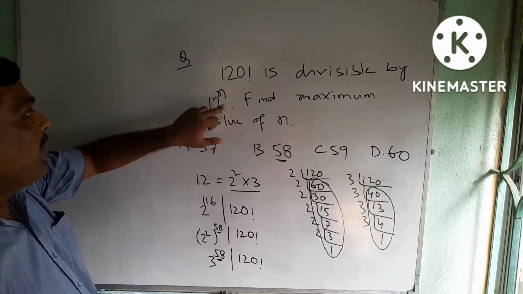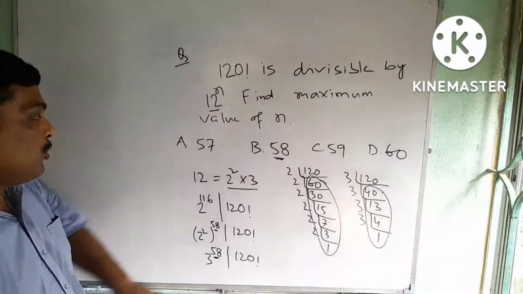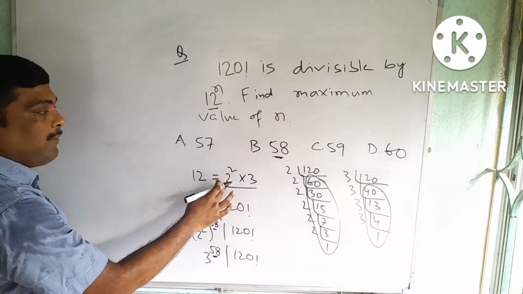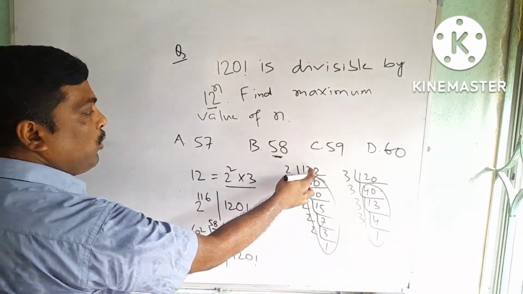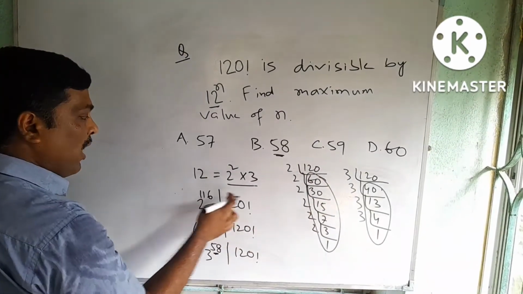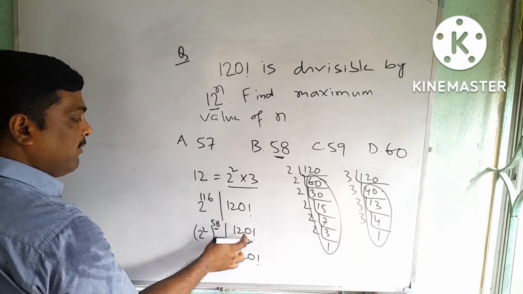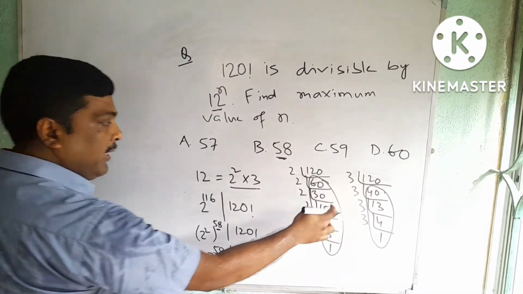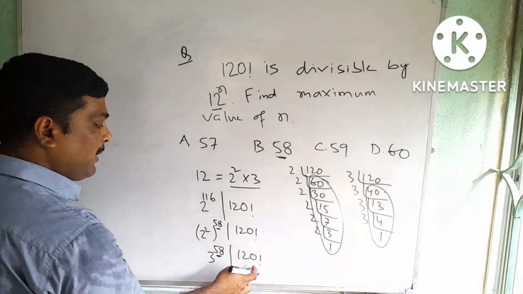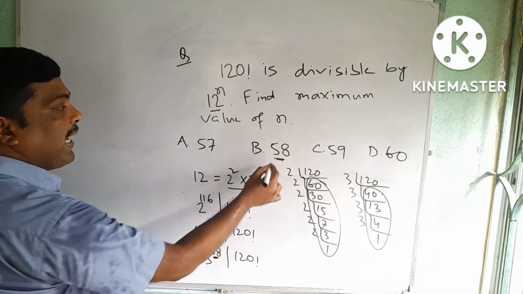So 120 factorial is divisible by 12 to the power n, maximum value of n. First write 12 as product of primes, 2 square into 3, then divide 120 by 2, then calculate sum of quotient. Sum of quotient is 116. Now 2 square to the power 58 divides 120 factorial. Similarly 3 to the power 58 divides 120 factorial. So just find minimum of these two, that is 58. Okay.